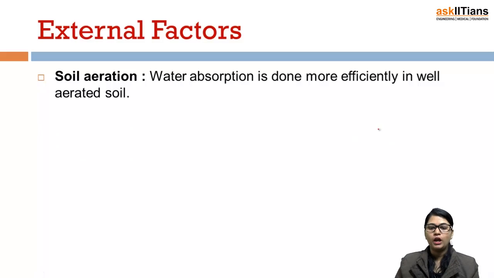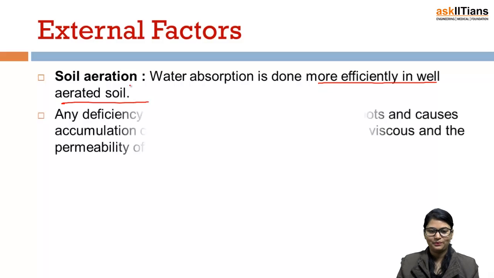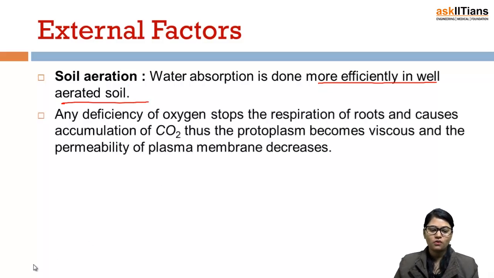Soil aeration. Water absorption is done more efficiently in well aerated soil. Any deficiency of oxygen stops the respiration of roots and causes accumulation of carbon dioxide. Thus the protoplasm will become viscous and the permeability of the plasma membrane will decrease.